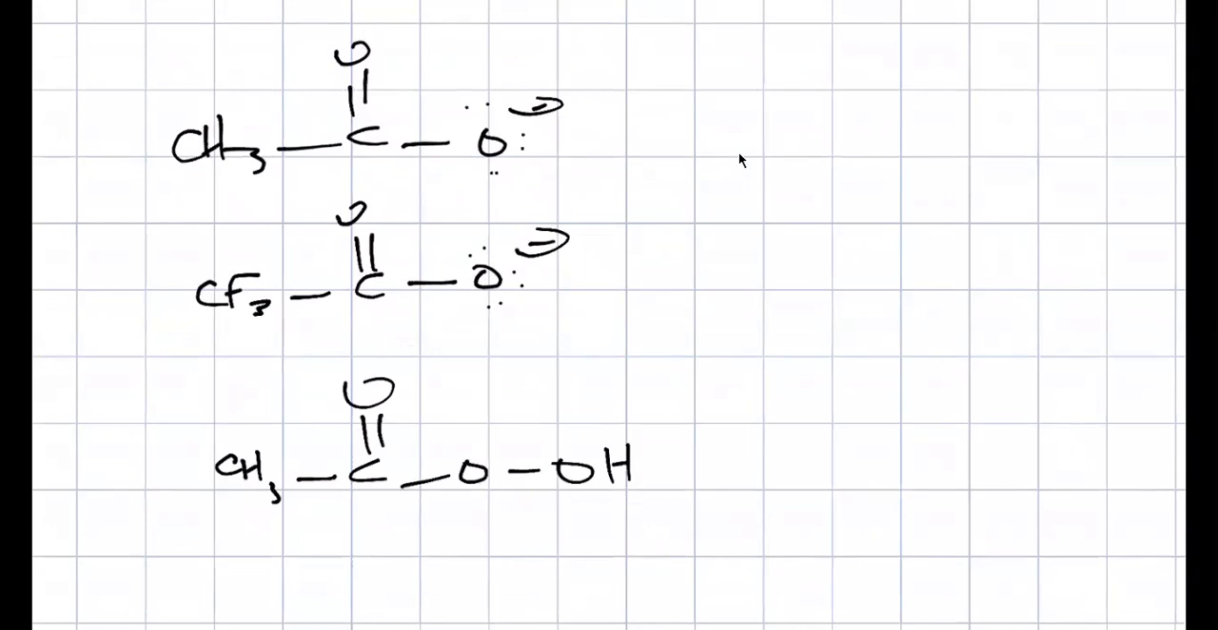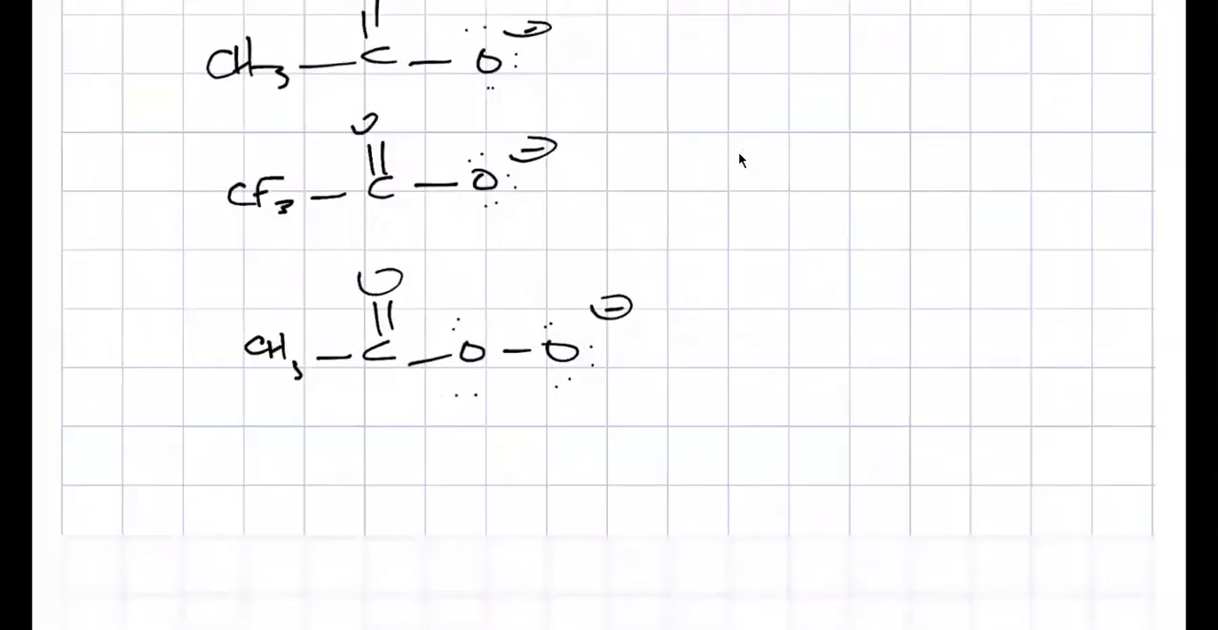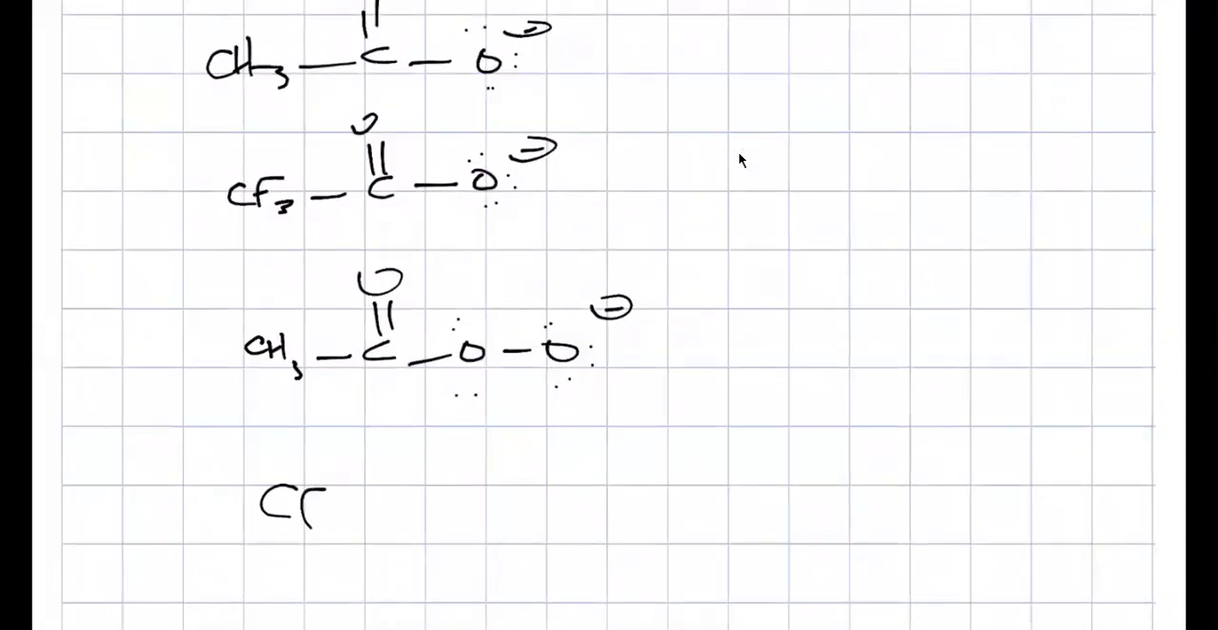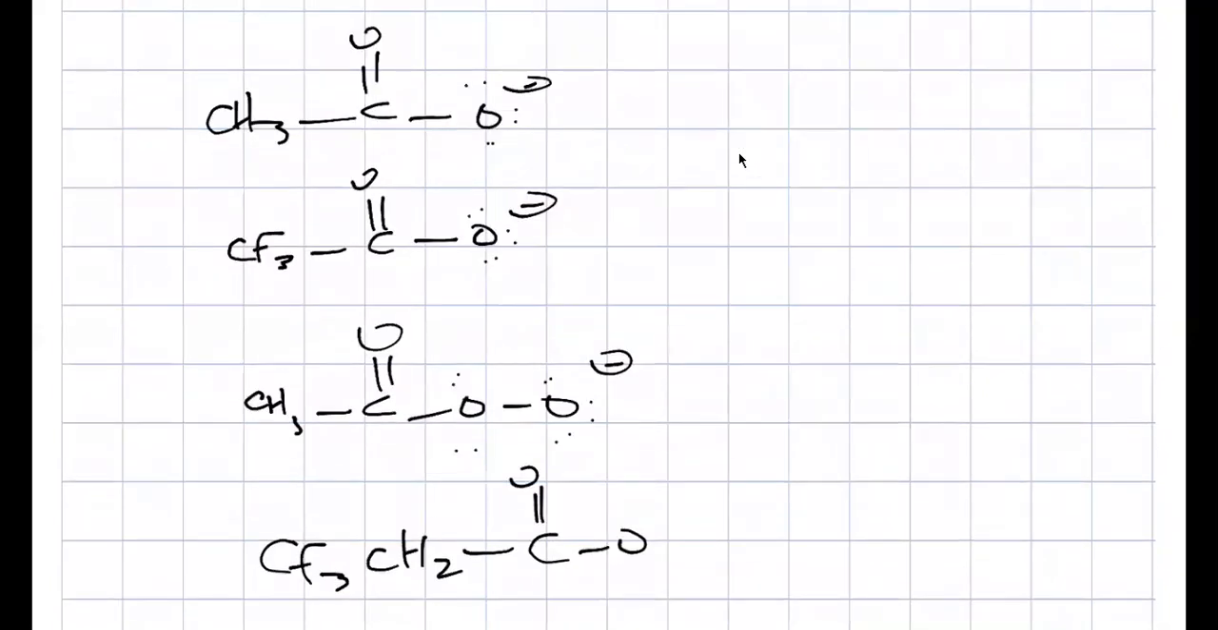CH3COOH. Put some lone pairs in. And my charge. And then the last one is CH2ClOOH. So that's the conjugate base for that one.